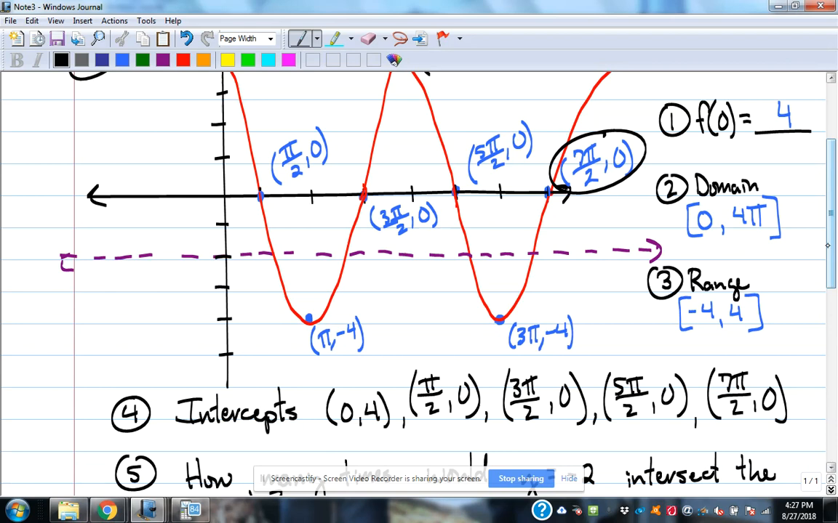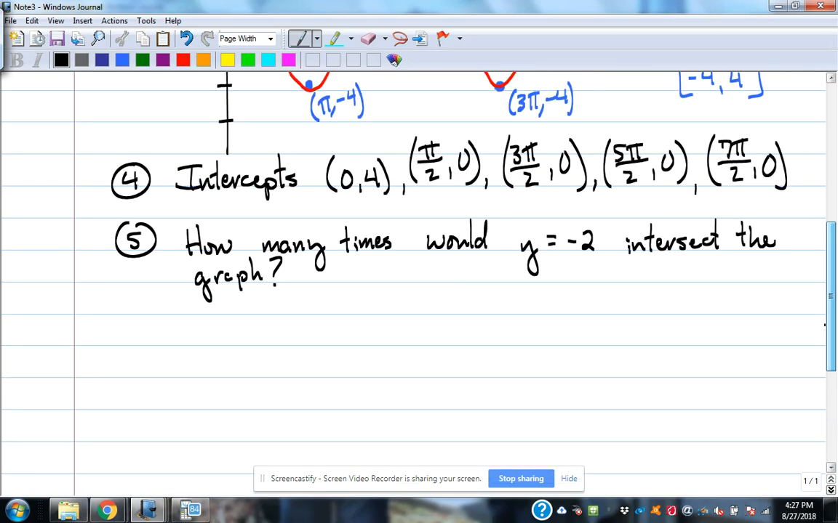4. Didn't ask where, it just said how many times. Okay? So we don't worry about what numbers they are. We could estimate, but it'd be tough. But it just asks how many times. We just say 4 times. And that's it. You know, it's an easy question.